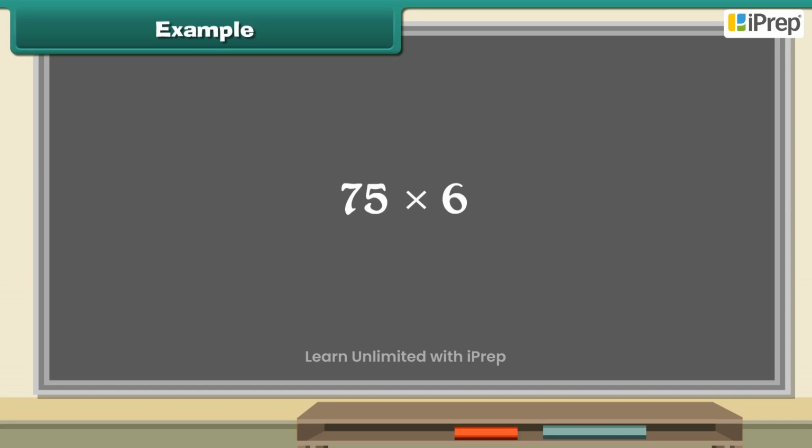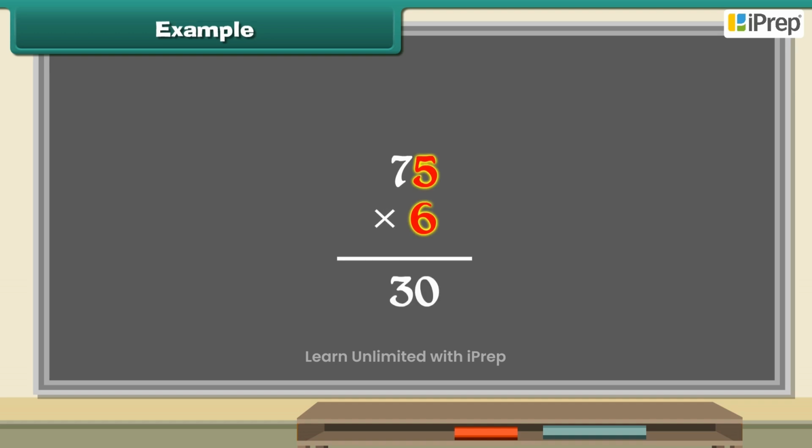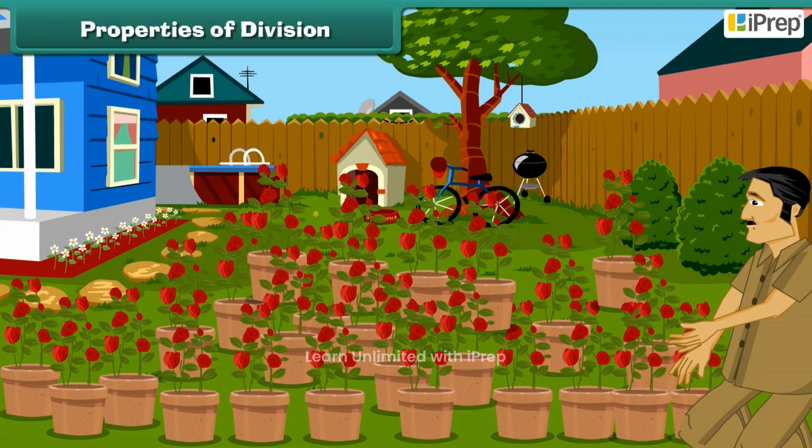Example: multiply 75 by 6. Place the numbers one below another. Multiply 5 by 6. 5 sixes are 30. Place 0 below 6 and 3 above 7. Multiply 7 by 6. 7 sixes are 42. Add 42 and 3. Write 45 below 7. The answer is 450. Properties of division.